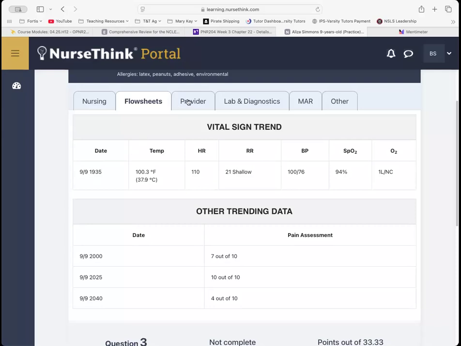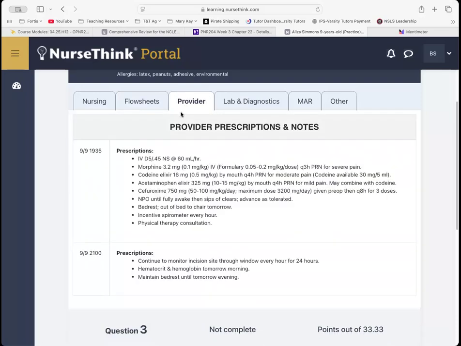Let's take a peek at our orders. So when we first come to the floor, we've got our IV fluids that are ordered. We have multiple options for pain management. So we've got IV morphine, we've got oral codeine, we have oral acetaminophen that we can mix with the codeine if we need to. We have our pre-op and post-op antibiotics.